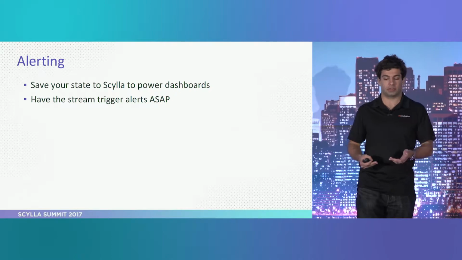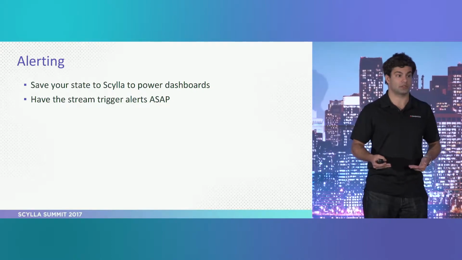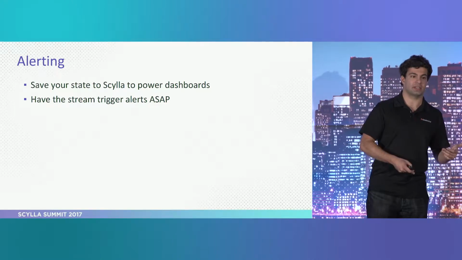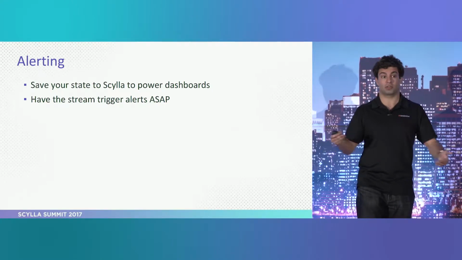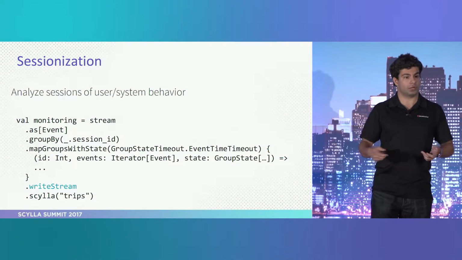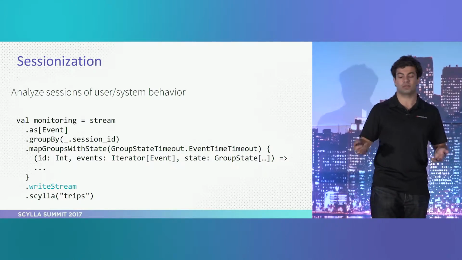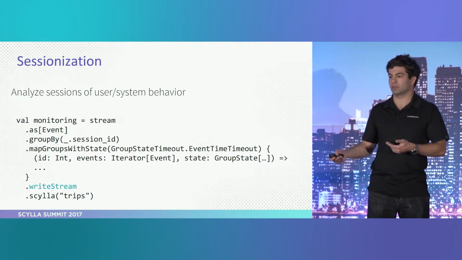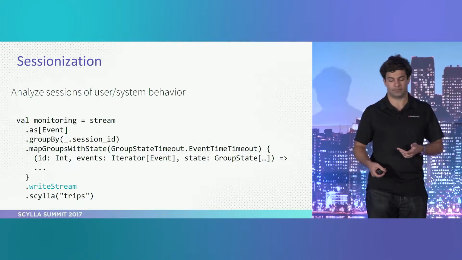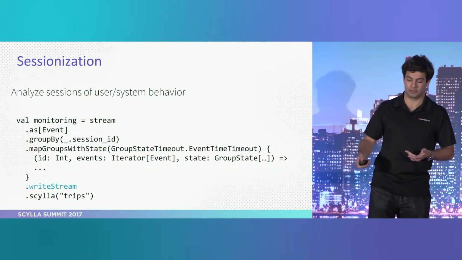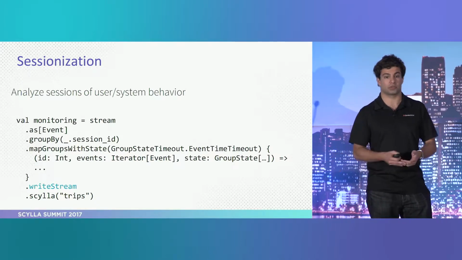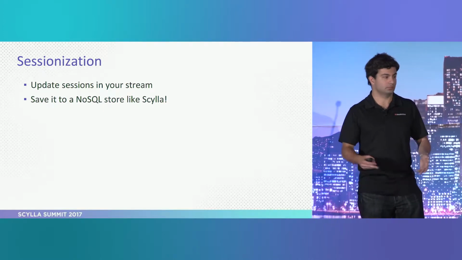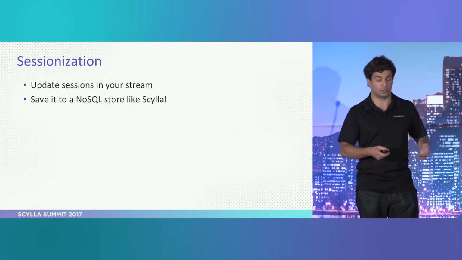How can you use NoSQL stores here? Basically, you can save your state to Scylla to power dashboards in the meantime. So you can have your dashboards keeping the state, and your logic outputs some results based on this state and makes alerts, and have the stream trigger alerts ASAP. Or you could have a sessionization use case where you analyze the sessions of user system behavior. And here you might want to do event time timeout, basically to account for arrival of late data. And then you could write it out to Scylla or Cassandra. And this could power other dashboards, or it could be used by any other downstream application that you can think of. So your output could be saved to Scylla or Cassandra or wherever as well.